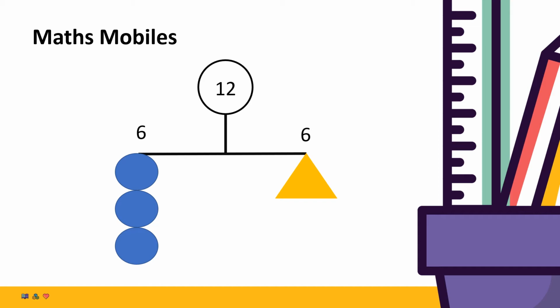Now, if I think about the 3 circles, I know that altogether they're worth 6. So if I have the 6 and I divide it into 3 equal parts, then that is 2. So I know that the value of each circle is 2. Now there's only one triangle, so the value of that triangle must be 6. And I can double check that I've answered this correctly because 6 add 2 add 2 add 2 equals 12.